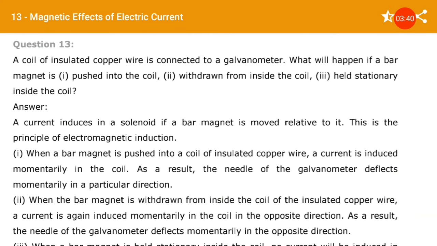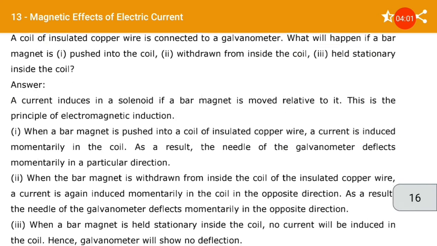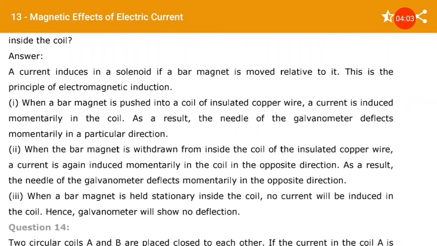Question number 13. A coil of insulated copper wire is connected to a galvanometer. What will happen if a bar magnet is pushed into the coil, withdrawn from inside the coil, or held stationary inside the coil? So three possibilities are given. A current is induced in a solenoid if a bar magnet is moved relative to it. This is the principle of electromagnetic induction.